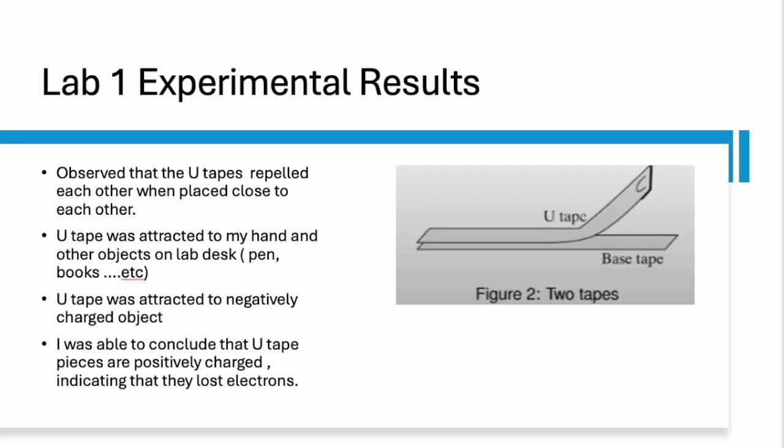Now I want to move on to the experimental results of Lab 1. I observed that the U-tapes repelled each other when placed close to each other, and the U-tape was attracted to my hand and other objects on the lab desk, such as a pen and books. U-tape was attracted to negatively charged objects, and I was also able to conclude that U-tape pieces are positively charged, indicating that they lost electrons.